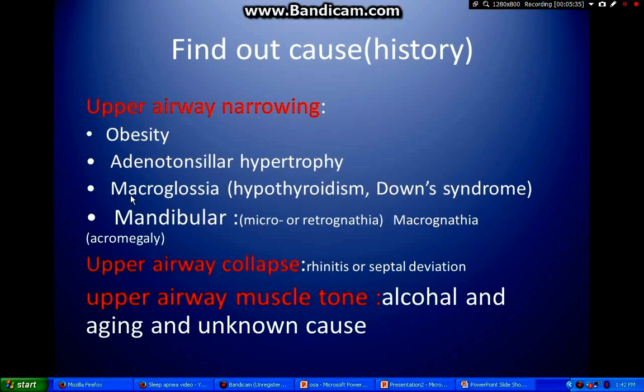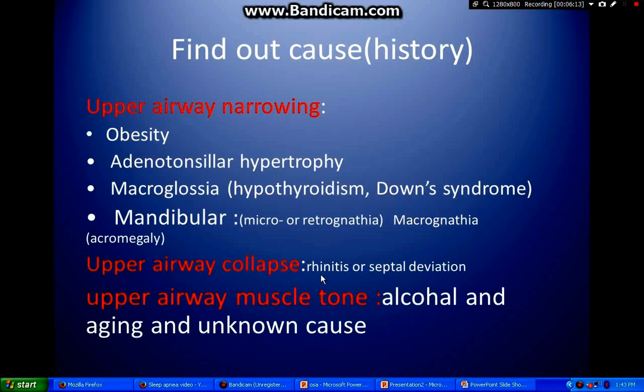and that is leading to obstruction. Macroglossia, a big tongue, can be associated with hypothyroidism. So we have to look for features of hypothyroidism, whether any feature of hypothyroidism is there or not. So in the history we have to ask. Next is Down syndrome also. So we have to ask and examine related to Down syndrome. The mandible can be small or big. The small size is congenital, and the big sizes can be macrognathia or acromegaly, the reason.